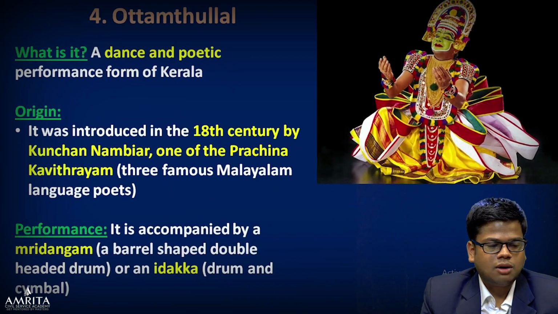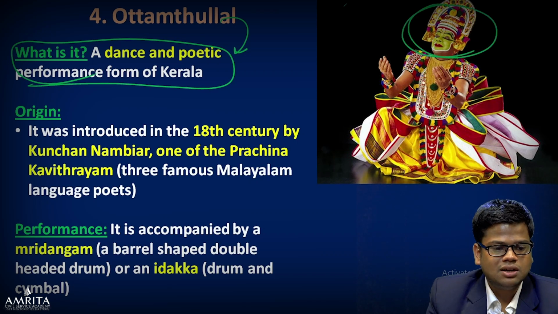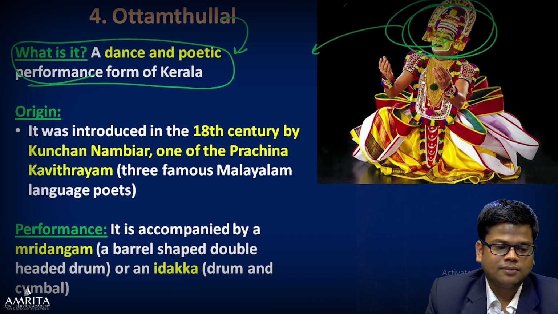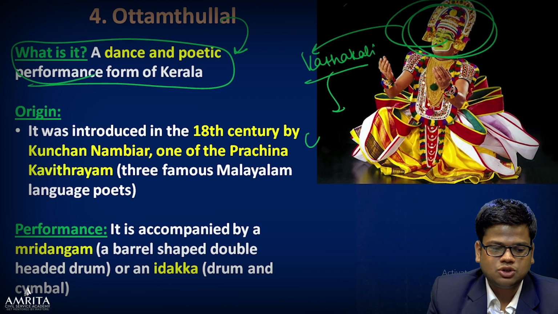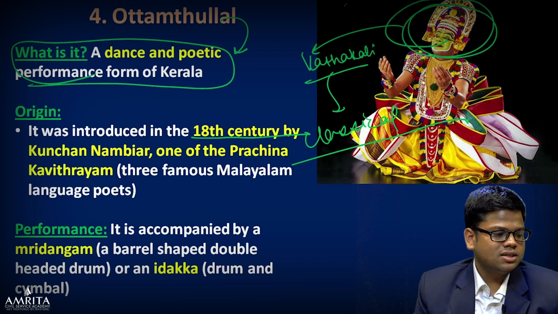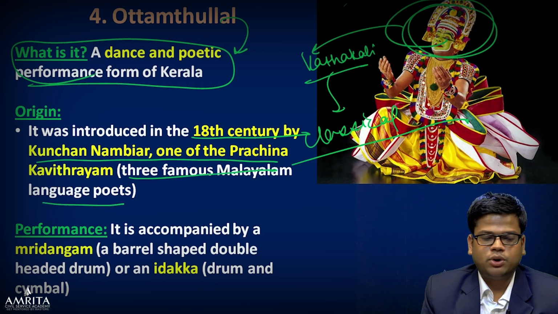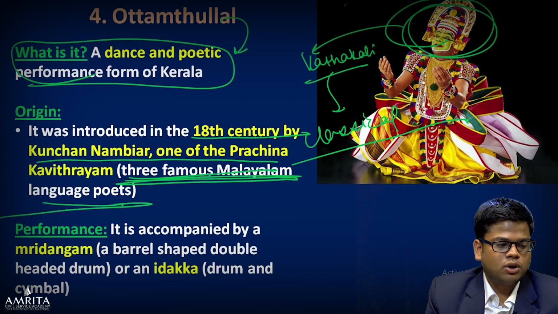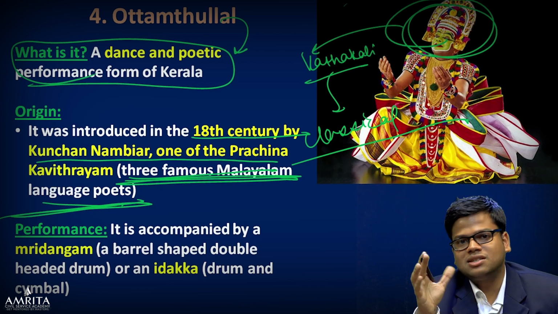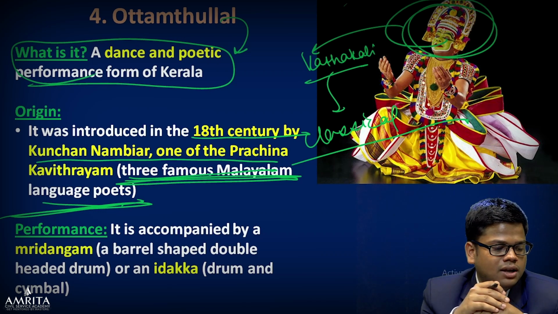Next is Utham Thullal. That is a dance and poetic performance of Kerala. From the mask itself, you can see it is similar to Kathakali, one of the classical dances of Kerala. It was introduced in the 18th century by Kunchan Nambiar, one of the three famous Malayalam poets. This is what you have to remember. Performance is accompanied by percussion instruments such as the mridangam and idikka.